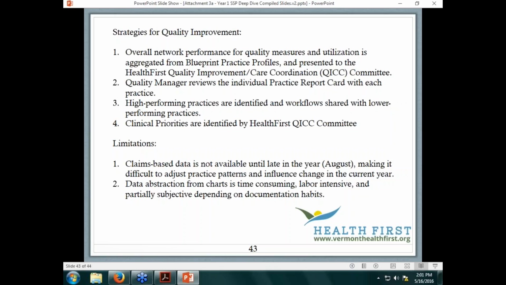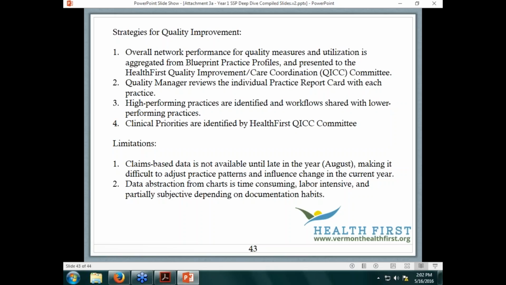We have a quality improvement committee made up of physicians across specialties and across the state that we sit together and talk about what our priorities are, what we want to work on. We review all of the data for that. We identify the high-performing practices. Our quality manager goes and talks about workflows, and then we present that to the low-performing practices to try to figure out what they can do.